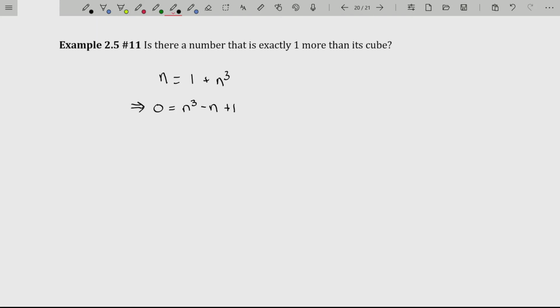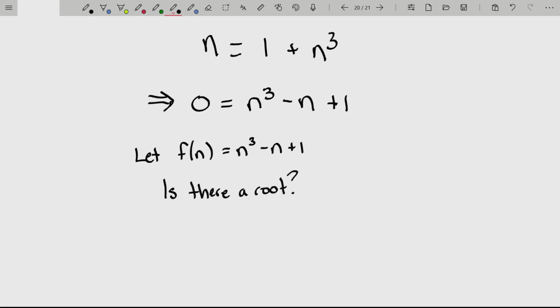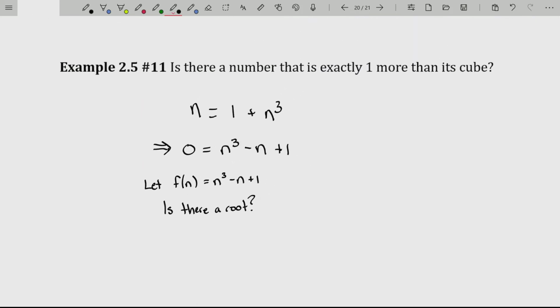Let f of n equal n cubed minus n plus 1. And all I want to know is, is there a root? That is, is there a point where it hits the x-axis, or in this case, the n-axis? Well, it would be great if I had a way of doing it. Notice that they did not give me an interval to work with. And that is usually the case when it comes to my exams for my students, is that I just hand them something and I say, I wonder if there's a solution to this.